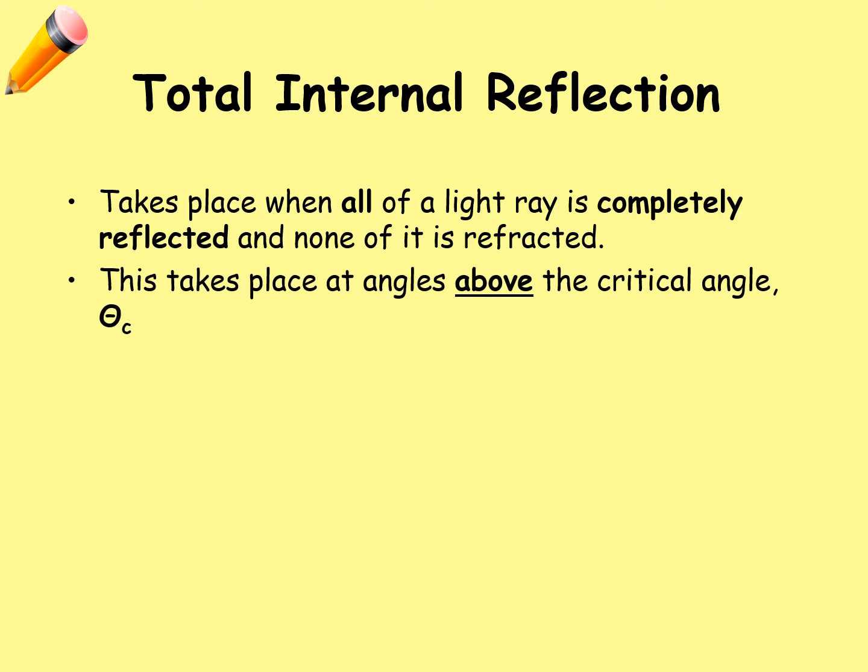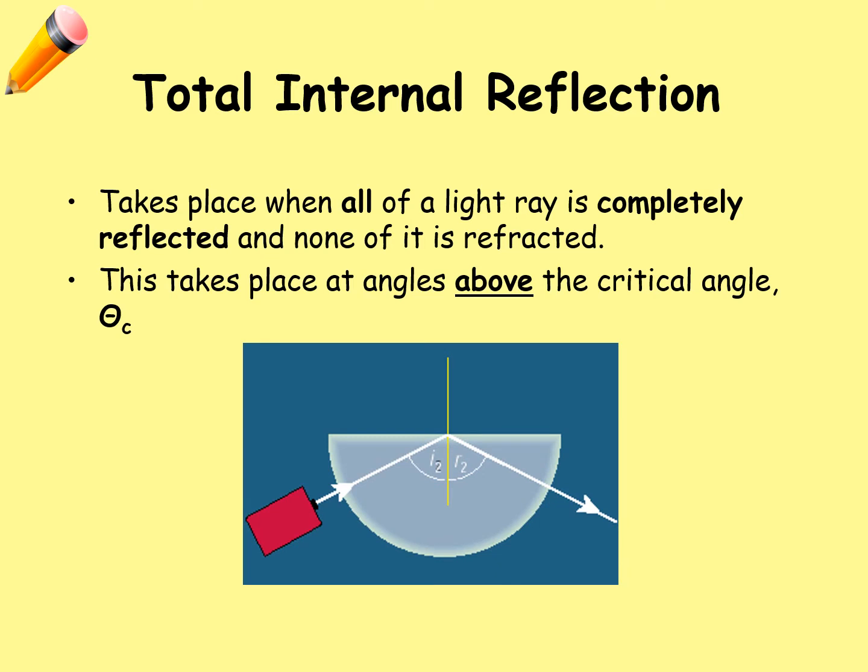Total internal reflection takes place at angles above the critical angle, as we can see in the diagram here. Our normal reflection rules count, which means the angle of incidence is going to be equal to the angle of reflection.